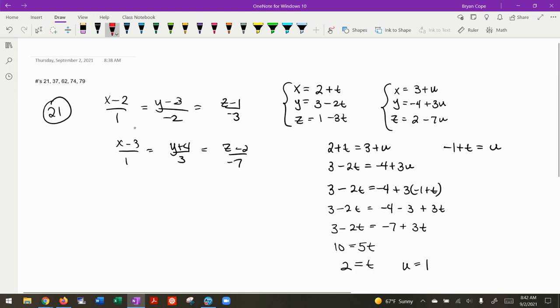So when t equals 2, x is 4. When u equals 1, x is 4. When t equals 2, y is negative 1. And when u equals 1, y is negative 1.